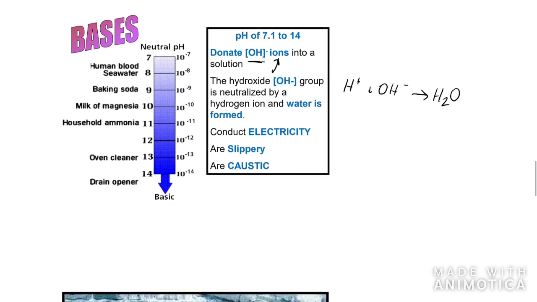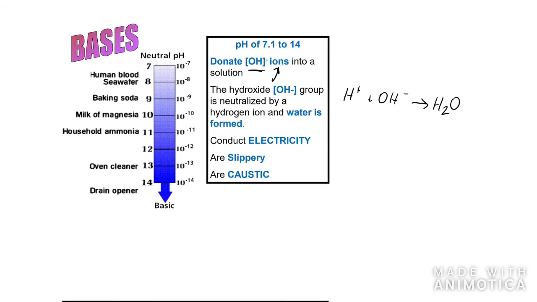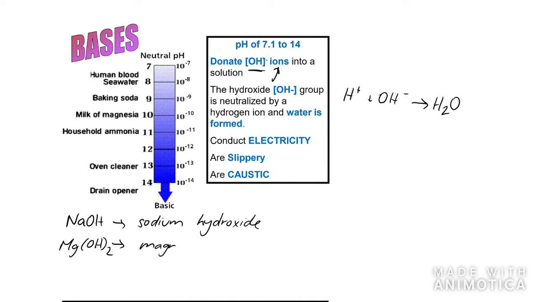So if you know the compound's chemical formula, you'll be able to identify it as a base because it usually ends in an OH group. And the naming is just basic naming with hydroxide. So common ones are NaOH, which is sodium hydroxide. We also have Mg(OH)2, which is magnesium hydroxide.